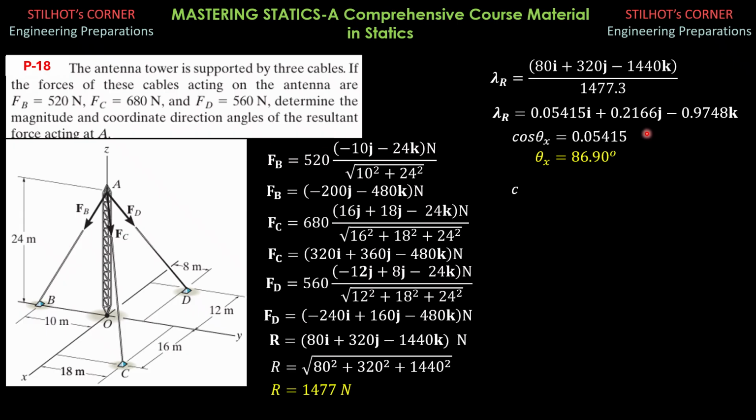86.90 degrees. Cosine theta y is 0.2166. So the inverse cosine of 0.2166, theta y, is equal to 77.49 degrees. Cosine theta z is negative 0.9748. So theta z, the inverse cosine of negative 0.9748, is equal to 167.1 degrees.